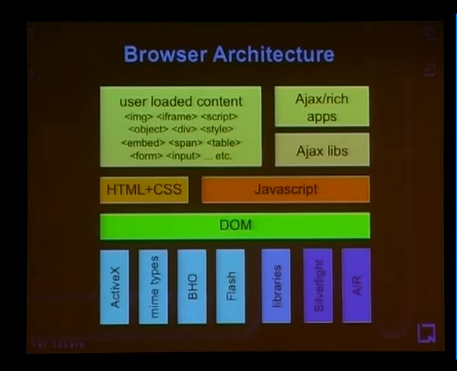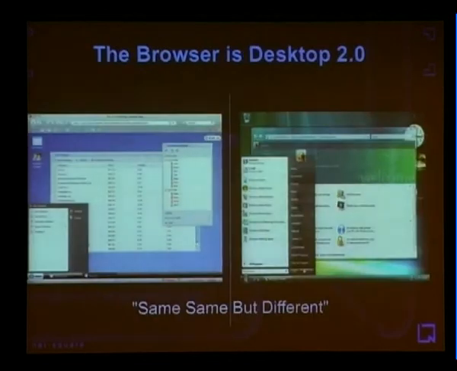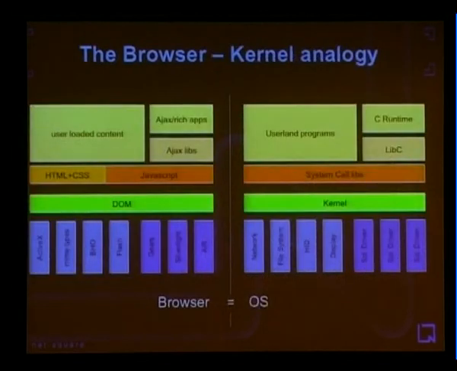So if I were to compare the architecture of a browser with the architecture of any desktop operating system, it's very, very similar. You have stuff that happens in a browser and stuff that happens in a kernel. It's all the same. If we were to draw a diagram, we can draw something like this. The browser is analogous to an entire operating system.